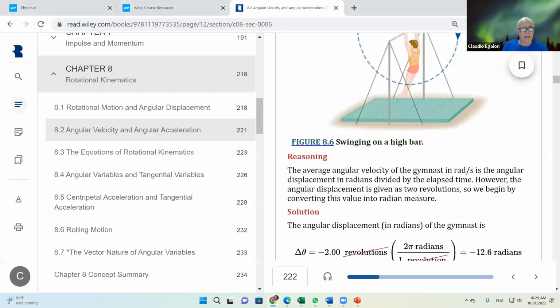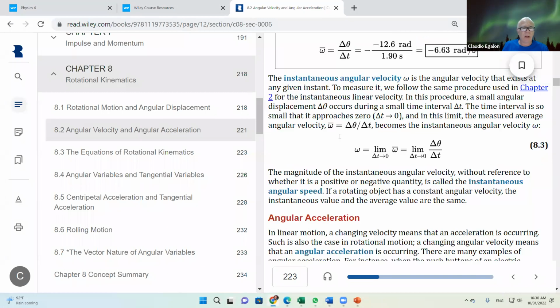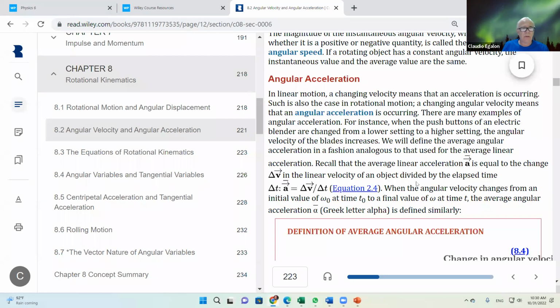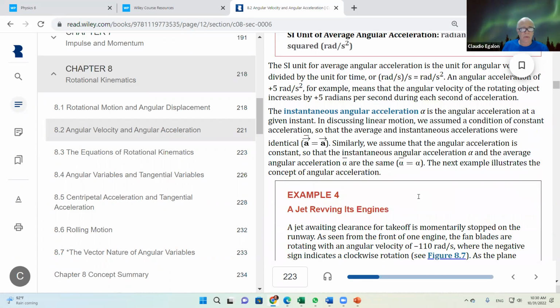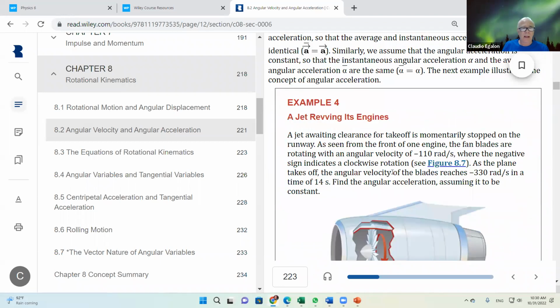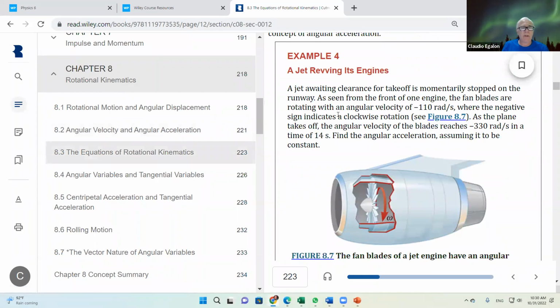Okay, so that one is instantaneous angular velocity, and then we have angular acceleration. The definition of angular acceleration is just like I mentioned as well. Let's take a quick look at this example: a jet revving its engine. A jet awaiting clearance for takeoff is momentarily stopped on the runway. That's a standard procedure, right? Just before a jet takes off, it must come to a complete stop on the runway. As seen from the front of one engine, the fan blades are rotating with an angular velocity of 110 radians per second in the clockwise direction. That's why they put negative here.